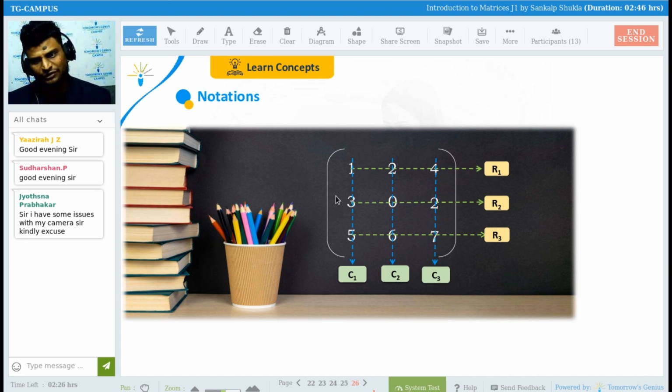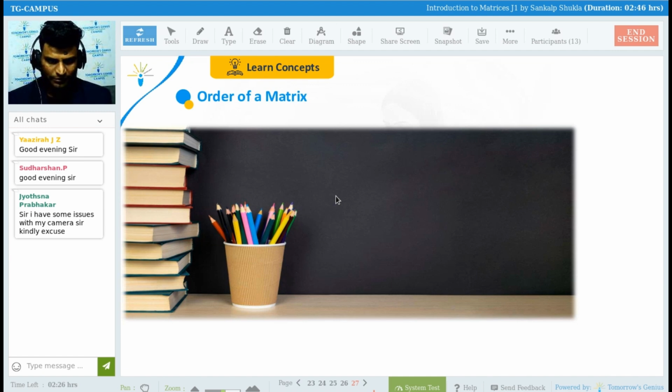So that is what we have discussed in these 5 to 10 minutes, that a matrix is going to be a rectangular array of elements. In that array, the elements will be arranged in the form of rows and columns. And what are rows? We already know that the horizontal lines are rows and the vertical lines are called columns. So first thing is the order of a matrix.